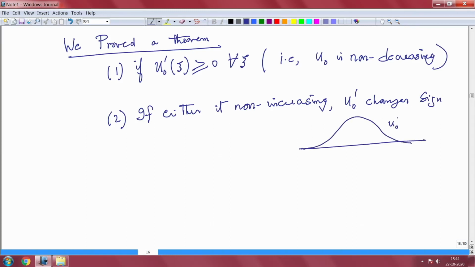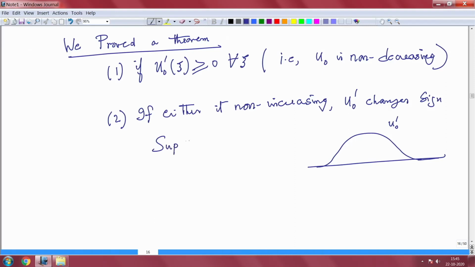You see, if it is u naught prime, it changes sign. So, if your initial value is something like this, you will have u naught that changes sign. In that case, you look at the maximum or supremum of it when it is negative, that is a problem, right. So, you look at its maximum. This is what essentially we proved.